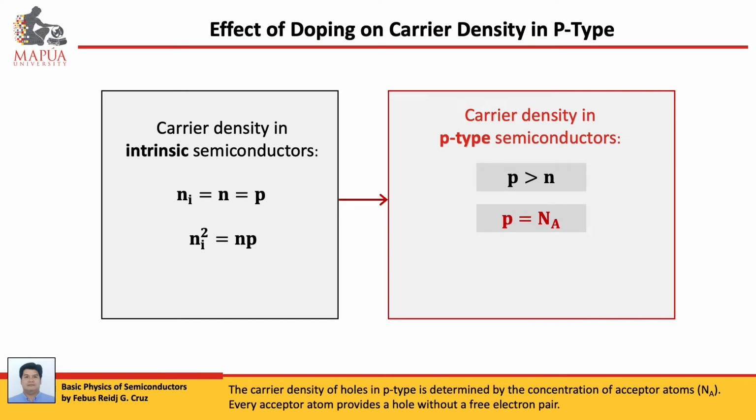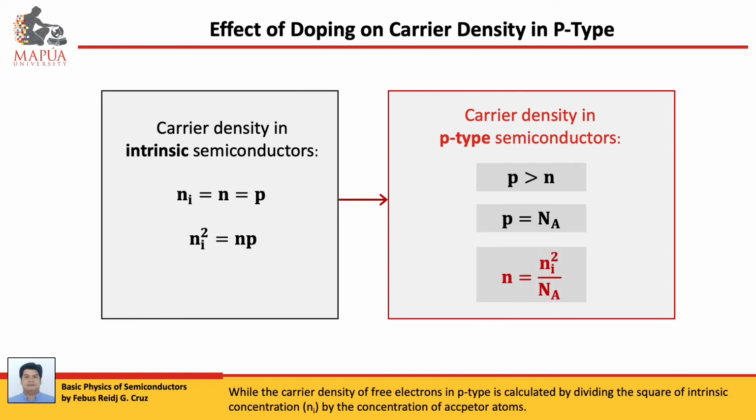The carrier density of holes in P-type is determined by the concentration of acceptor atoms, N sub A. Every acceptor atom provides a hole without a free electron pair. While the carrier density of free electrons in P-type is calculated by dividing the square of intrinsic concentration, N sub I, by the concentration of acceptor atoms.